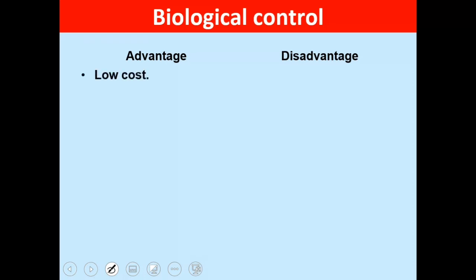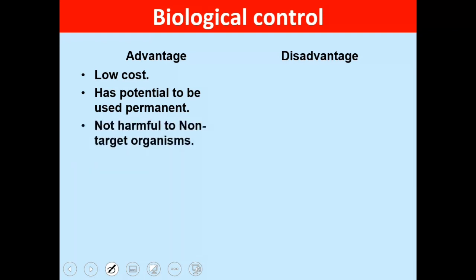Advantage, first of all, it's not expensive. It is in fact cheap. You sometimes need to introduce a few eggs of that organism too. It has a good potential to be used permanently. It's not short term, and you don't need to worry about a resistant gene effect in a population of the pests. It's not harmful to any type of non-target organism. For example, the wildflower is not going to be affected if we're talking about killing weeds.